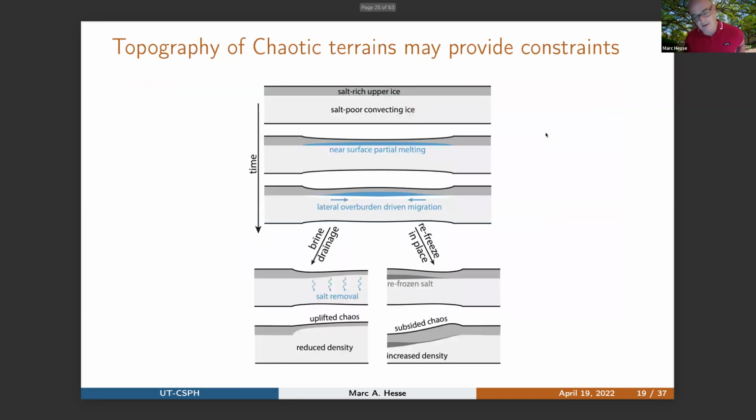I just want to, before we get deeper into this, not have people get distracted thinking, well, the brine can't drain because otherwise we would have a depression. So now imagine that we have a salt poor convecting ice overlain by some salt rich upper ice. And then we have some process that causes this near surface melting, where the salt rich ice begins to melt. Now, Brittany Schmidt and Don Blankenship have made a very nice argument that the variation in overburden would drive the melt towards the center of this chaos terrain, which would cause a bump that you can kind of see here. But now the question is, what happens now?